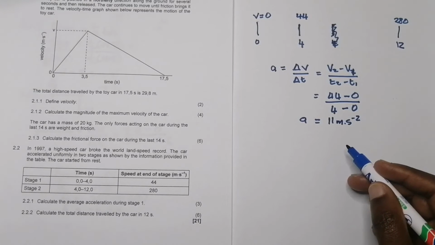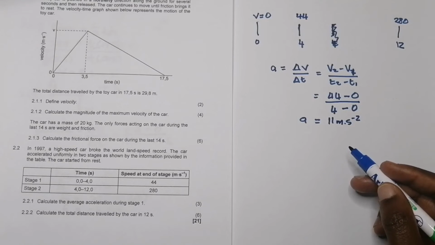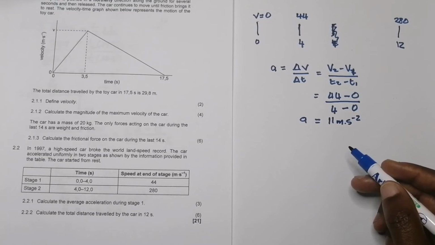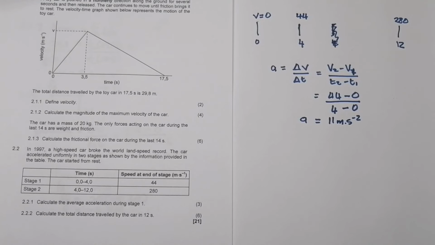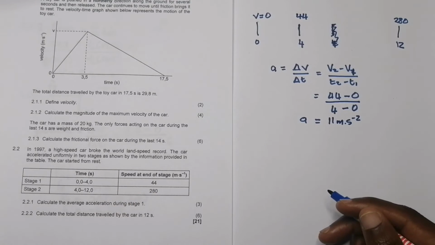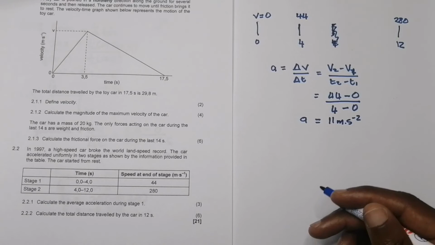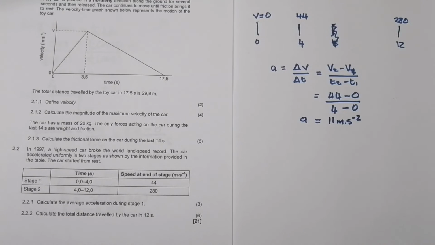Now they say to us, calculate the total distance traveled by the car in 12 seconds. So now we're looking for the total distance. It means that we now need to look at the second stage, and keep in mind that they told us that it's accelerating uniformly in 2 stages. So in this case, the acceleration there should be somewhat different to the first one.